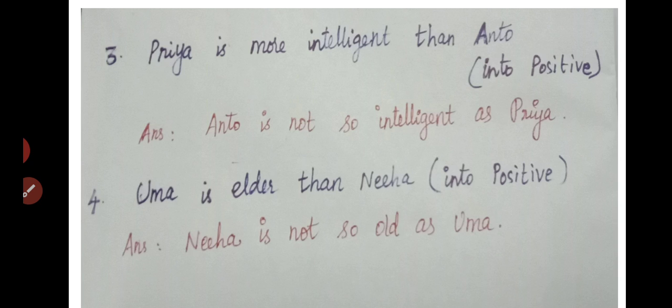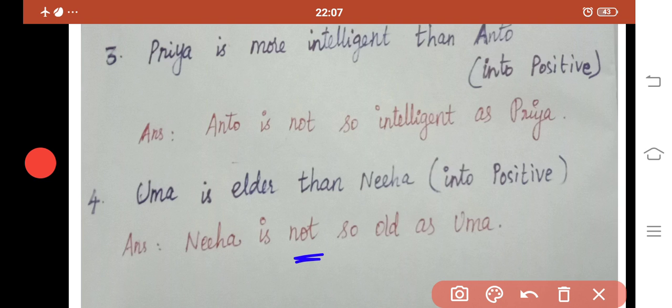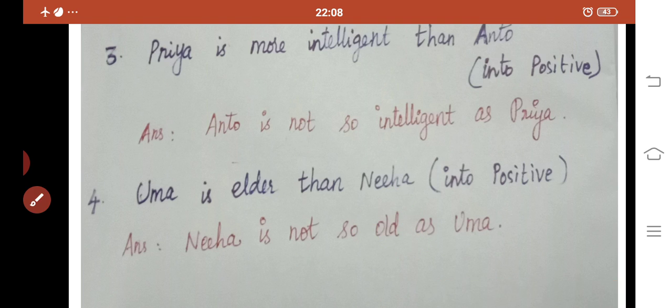Okay. In the fourth sentence, here also we have a comparison between two people, Uma and Neha only. So this sentence is affirmative. So when we change it into positive, we need to add the word not. Okay. Neha is not so old. Elder became old in positive form. Okay. Old, elder, eldest. So in positive form we are putting old. Okay. These are the answers for these questions.